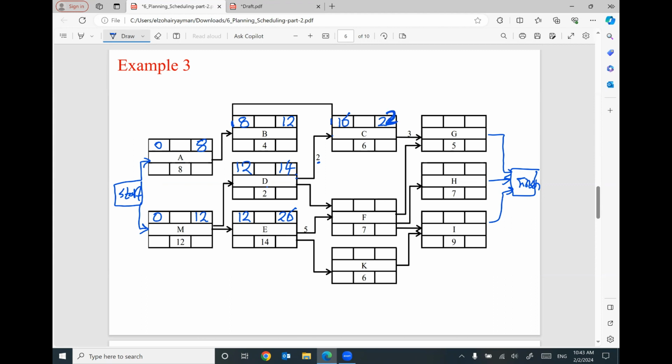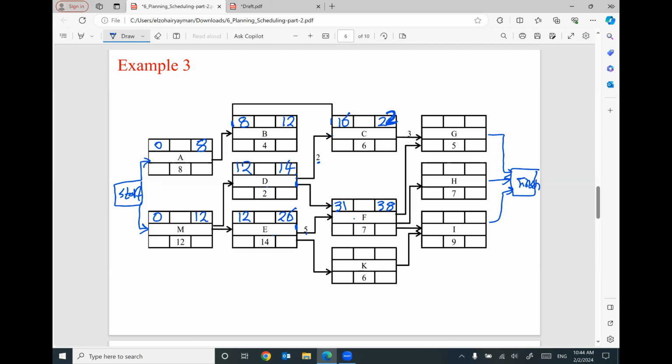In this one, we have two relationships, between D and F, and between E and F. D means the finish of D to the start of F, so it will be 14. For E and F, the finish of E is at 26. I have to wait for 5 days, a lag, then I can start F. That means it will be at 31. So I have two numbers. Which one am I going to use? I'm going to use the biggest number, which is 31. 31 plus 7 will be 38.